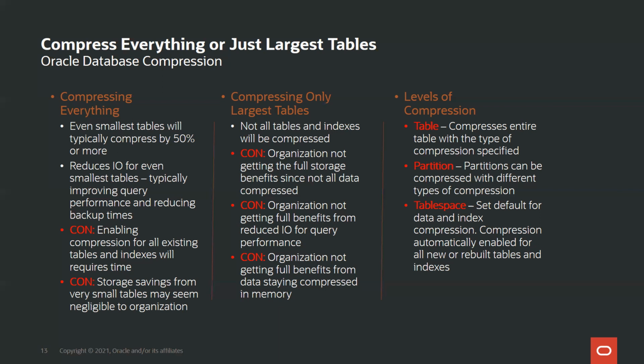There are three levels of compression: table, partition, and table space. Table level compression means you're compressing the entire table. Partition means you're compressing the entire partition, or you can compress at the table space level, where you can set a default in the table space, which says that any table or index that's built there will automatically be compressed, or if you rebuild it, that table or index will be automatically compressed. So you can compress at the table level, the partition level, or the table space level. Going back to the data compression, you can have some partitions that are advanced row compressed, and some partitions that are hybrid columnar compressed within the same table if you like as well.